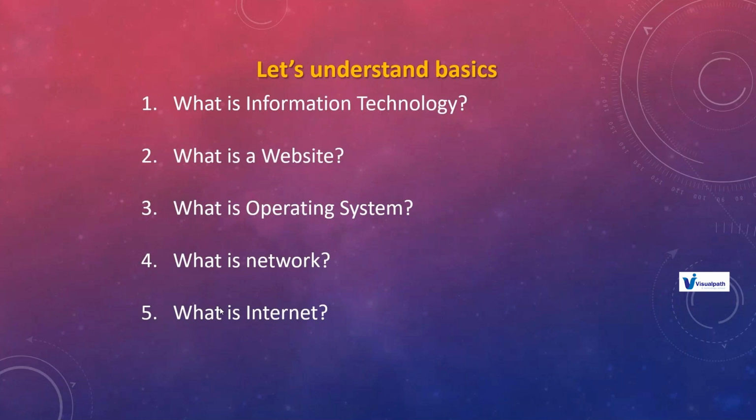Geographical location in the sense what? You are sitting somewhere in Canada, I am sitting somewhere in India, one person is sitting somewhere in UK. So all of us are able to talk to each other on GoToMeeting, right? How is that possible? Because of internet. If we don't have internet, we can't do anything. We cannot communicate with each other.